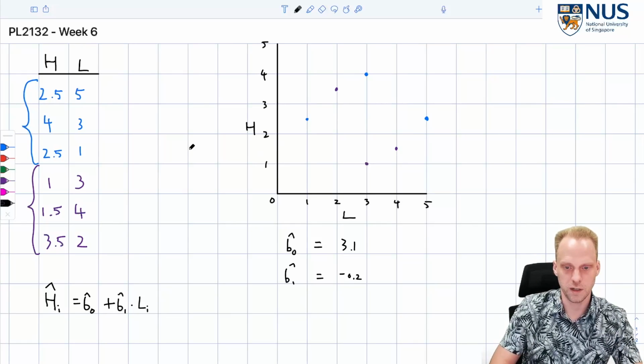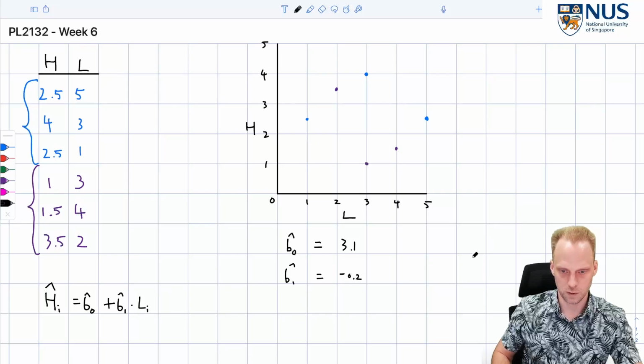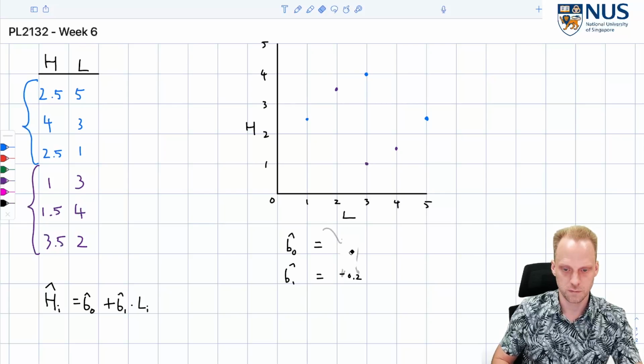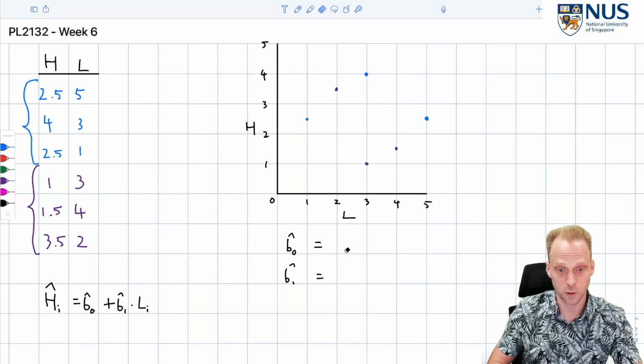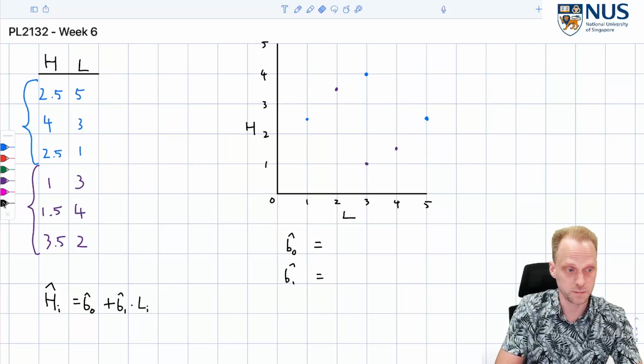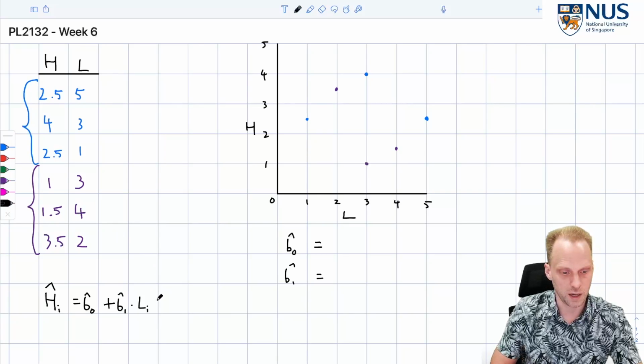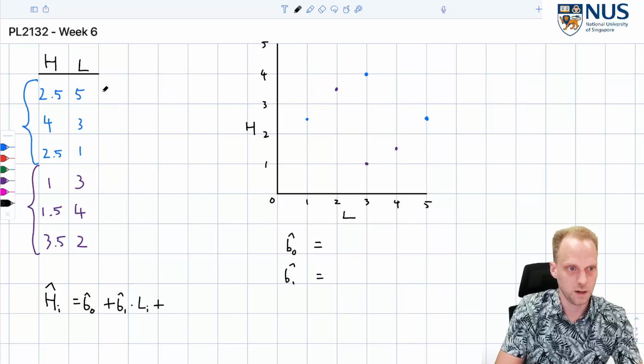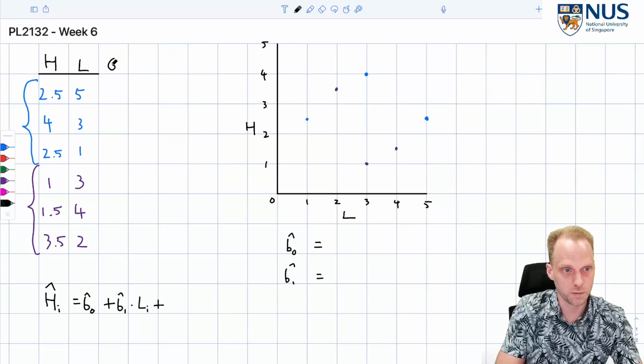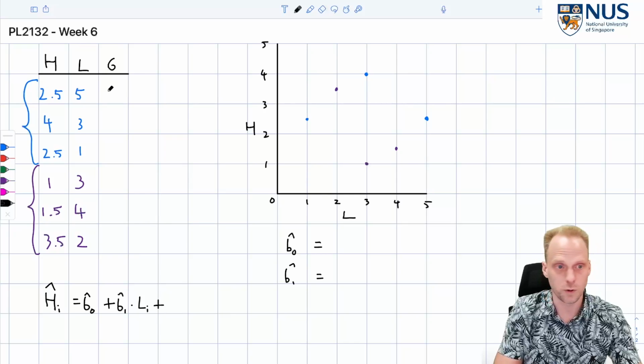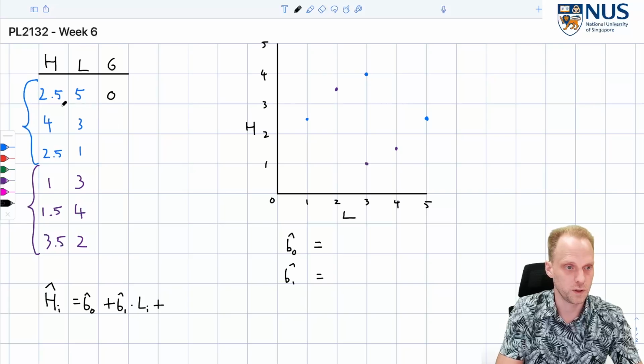So let's get rid of our line here, and also these values here, because we're going to estimate a different model, so you get different parameter values. So now let's add the data first, group membership. I'll just code this as 0, let's put it in blue, 0 for the hamsters, and 1 for the cats.